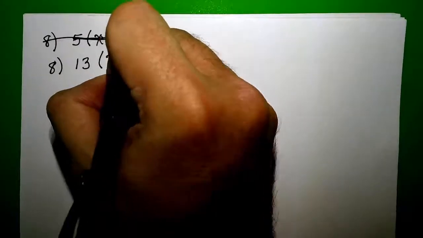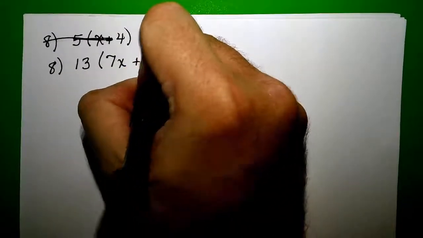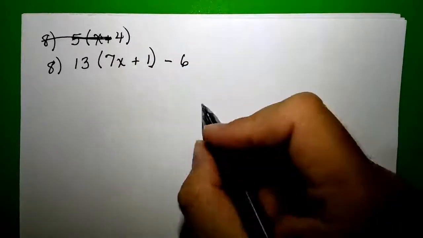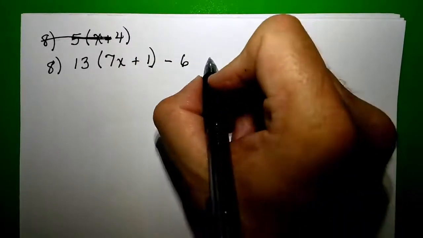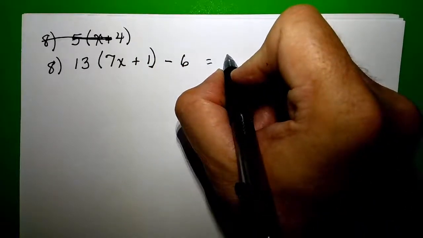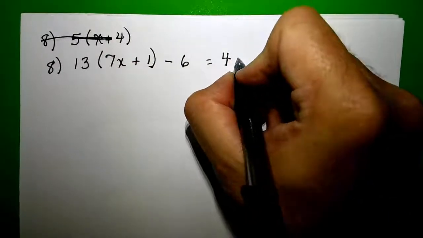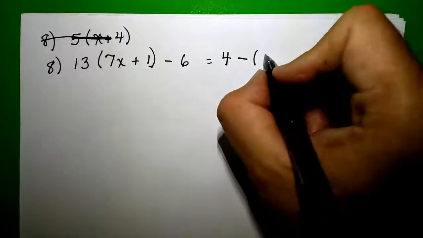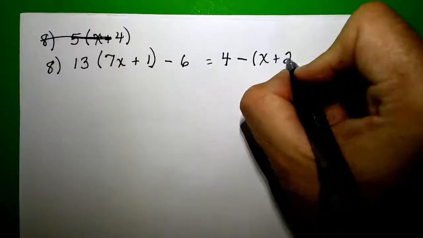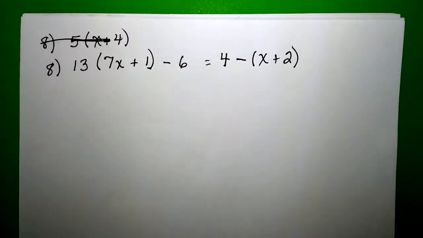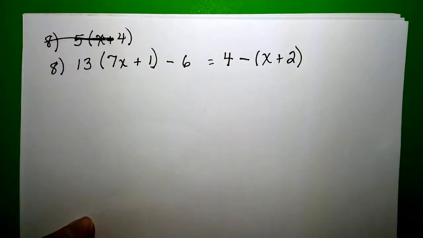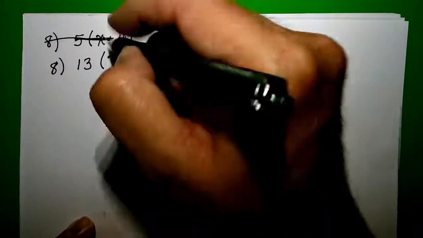13 times 7x plus 1, then a minus 6 equals 1. How about make that a 4? 4 minus parentheses x plus 2. Well, this one has the parentheses in it, so we're going to need to get rid of the parentheses by isolating. Okay.